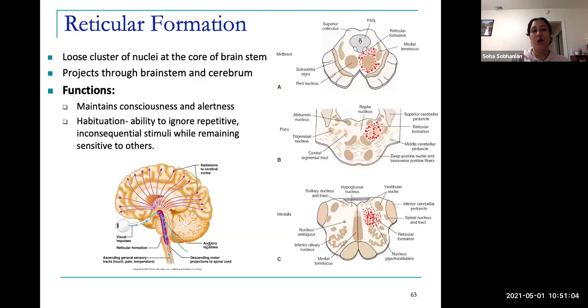This is one of the coolest things that you have in your brain, and I just want to go over it very briefly, because this is not a physiology class, so we don't go into too much detail, but I think it's really fascinating. It's an area of your brain stem and the rest of the brain called the reticular formation. The reticular formation is what gives you your consciousness or your alertness.